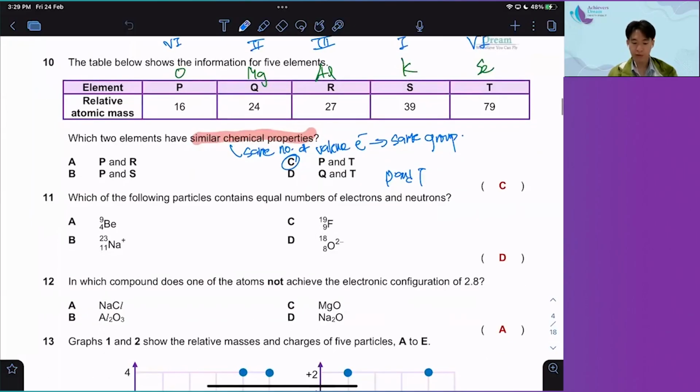Question 11. Which of the following particles contain equal number of electrons and neutrons? Okay, so let's calculate the neutrons and electrons for each substance, each atom.